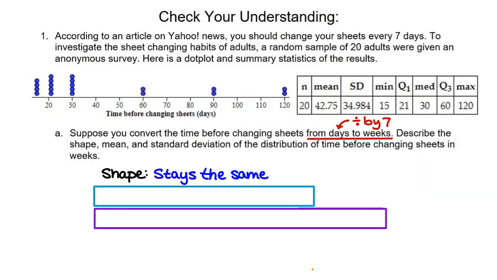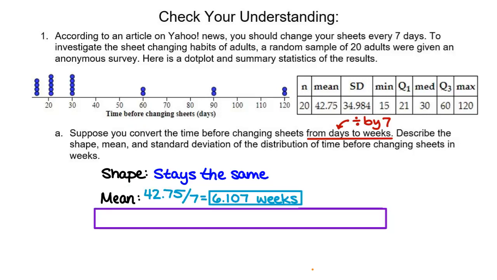What's going to happen to the mean? What happens to my mean? Take it and divide it by 7. So it comes out to be about how big? 6.11, 6.107. If you wrote 6.11, that'd be fine. Stick units on there. We just changed units, so it's really important that we make note of that.